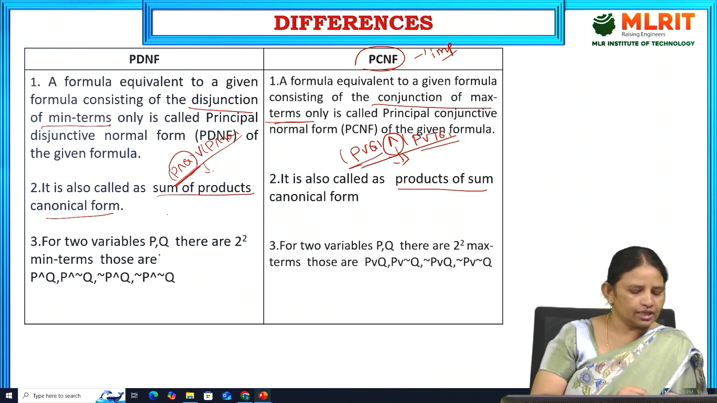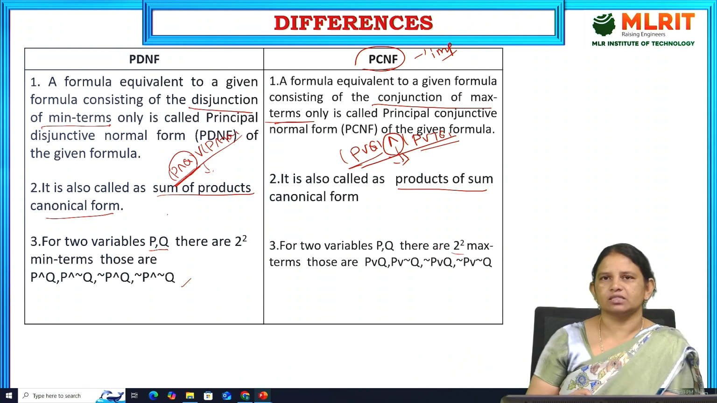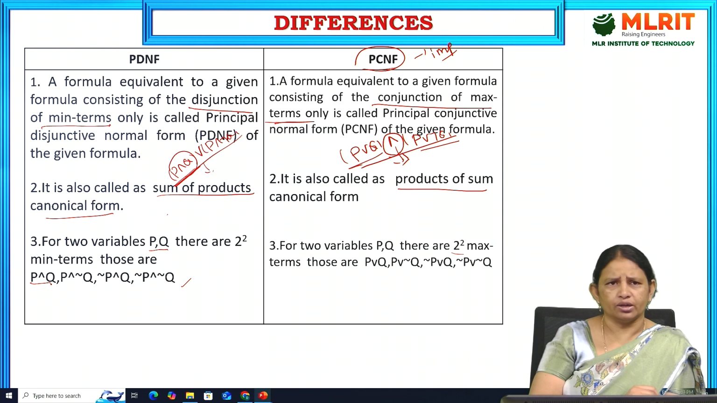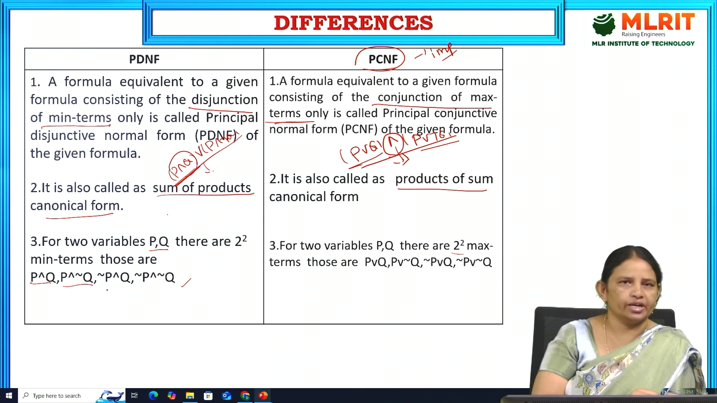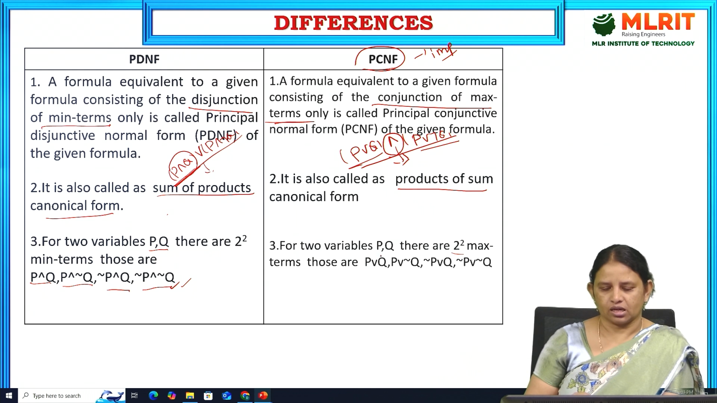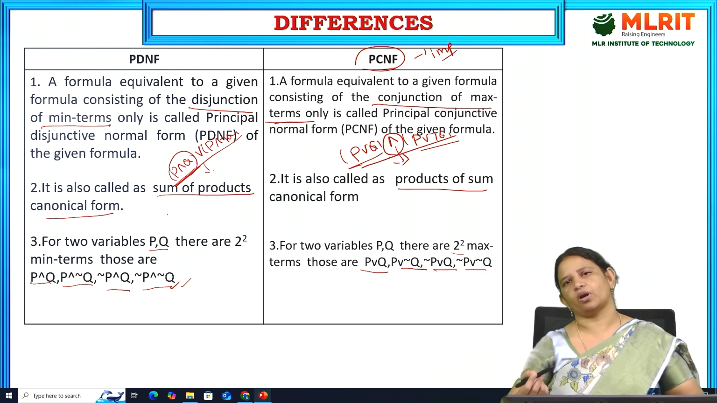I already told you that if there are two variables, then 2 power n, that is 2 squared, minterms are possible. If there are two variables, then 2 power n, that is 2 squared, max terms are possible. What are the minterms? P and Q, P and negation Q, negation P and Q, negation P and negation Q. Whereas coming to the PCNF: P or Q, P or negation Q, negation P or Q, negation P or negation Q. These are the max terms.